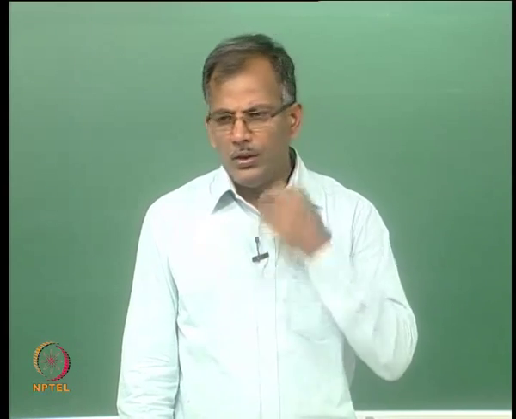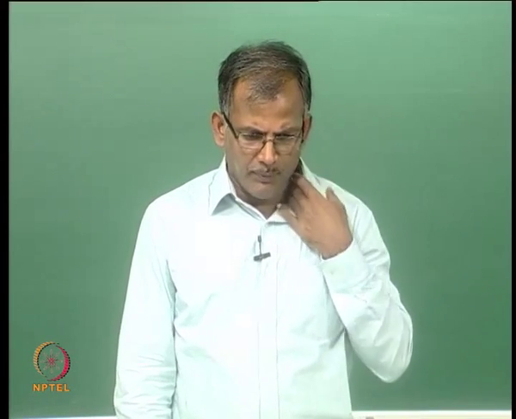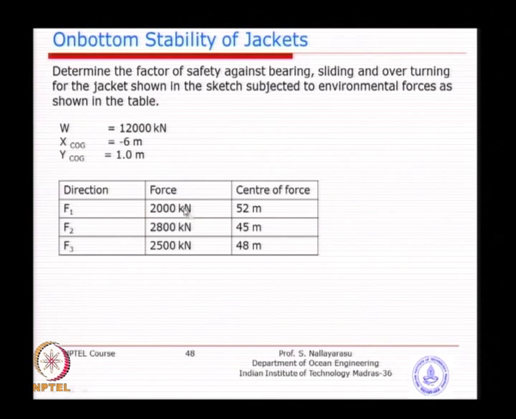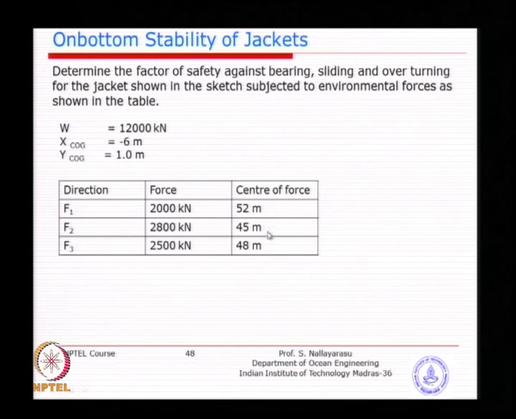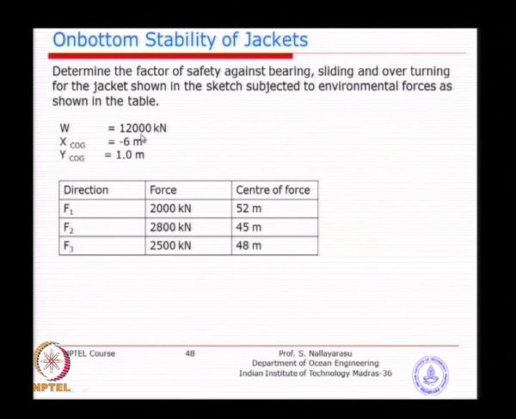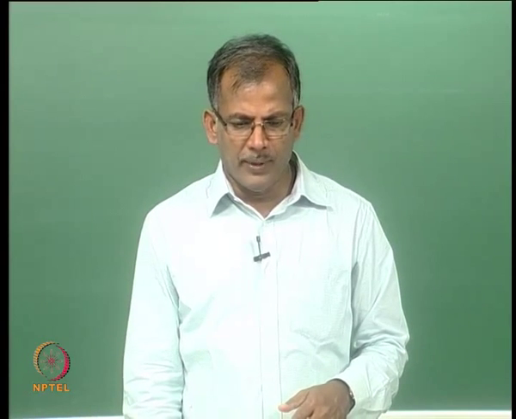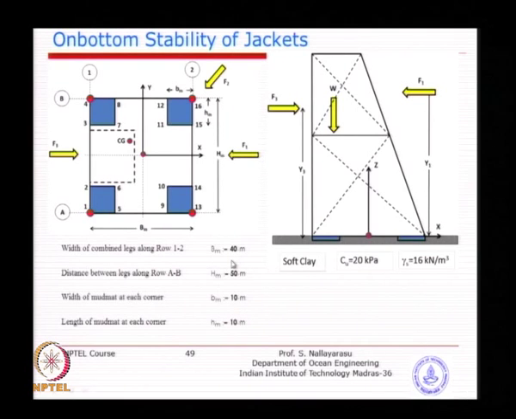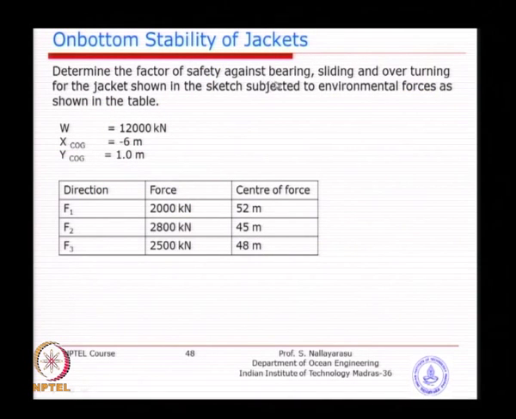Next we want to see one example problem. This is a simple problem where a jacket is subjected to horizontal forces of this magnitude at this centroid from the base of the jacket or from the mud line, and the weight of the jacket is this much. Center of gravity is minus 6 meter and 1 meter. So, you are given the data to find the bearing capacity. Basically, the soil data is given here, dimensions are given here. So, you can see everything is given. Find the factor of safety against bearing, that means the vertical equilibrium, and sliding and overturning.